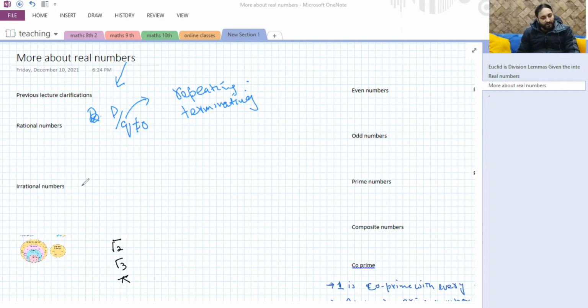Then we read what irrational numbers were. Irrational numbers are those numbers which can't be represented in the form of P by Q. If they are represented in decimal form, then their decimal form should be neither terminating nor repeating.